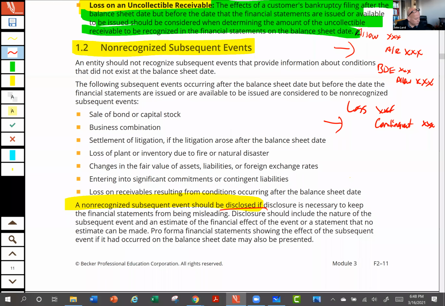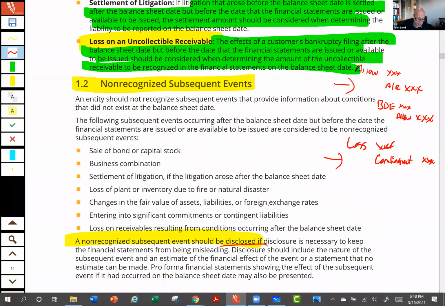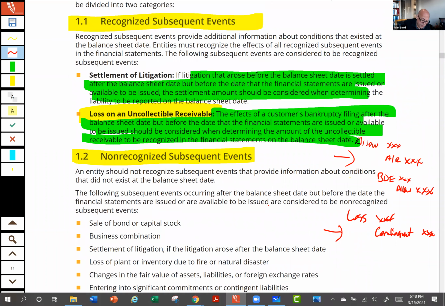Okay, good. So there are two types of subsequent events. I want you to go ahead and flashcard the definition of those.